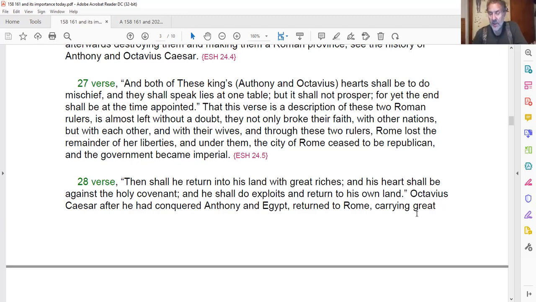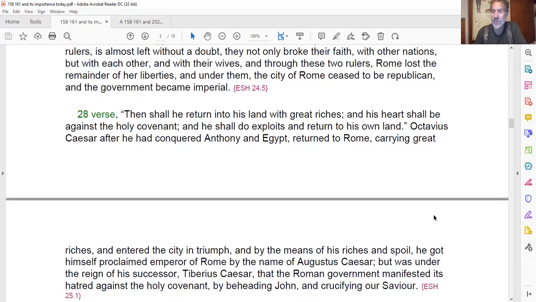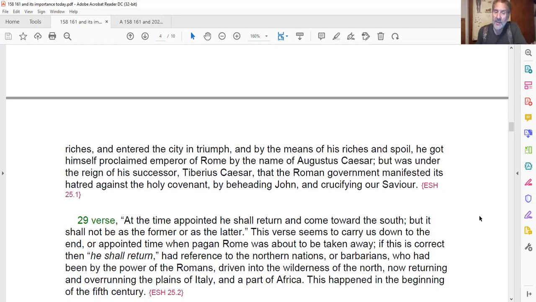Then shall he return into his land with great riches, and his heart shall be against the holy covenant, and he shall do exploits and return to his own land. Octavius Caesar, after he had conquered Anthony in Egypt, returned to Rome carrying great riches and entered the city in triumph. And by the means of his riches and spoil, he got himself proclaimed emperor of Rome by the name of Augustus Caesar, but it was under the reign of his successor, Tiberius Caesar, that the Roman government manifested its hatred against the Holy Covenant by beheading John and crucifying our Savior.